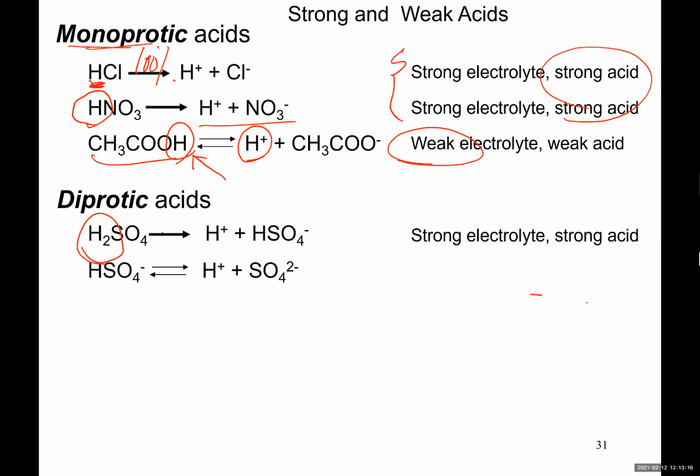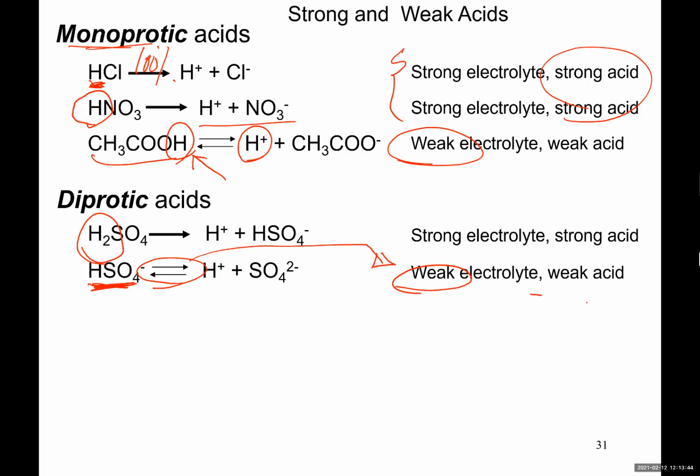The second proton comes off through partial ionization. So this acid has less tendency to lose its second proton. It only dissociates partially. So I can say this is a weak acid because its proton is not coming off 100%. It's coming off through an equilibrium. This is a strong acid. Why? Because we have got 100% dissociation.